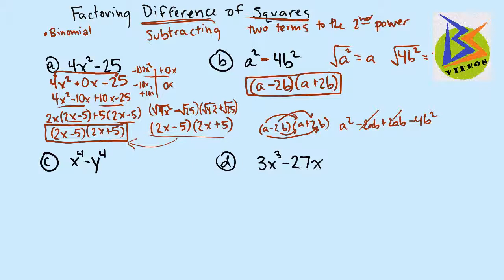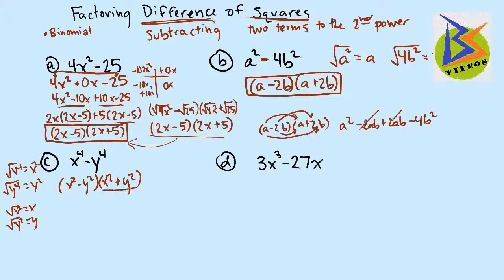Okay, now let's take a look at C. We have x to the fourth minus y to the fourth. We take the square root of x to the fourth, and we get x squared. The square root of y to the fourth is y squared. So we have x squared minus y squared times x squared plus y squared. We see again that x squared minus y squared is also a difference of squares, so we're able to apply our rule again. The square root of x squared is x, and the square root of y squared is y.